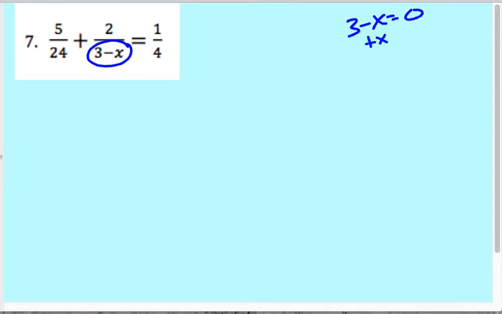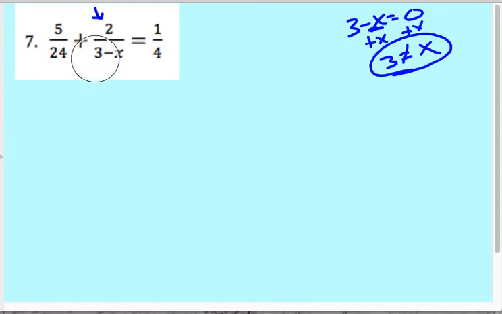I'm going to add x this time to both sides because I have a negative x right here. And I get 3 equals x. Now what does that mean? Basically, your constraint is 3 cannot equal x. So you can't have an answer of 3. If it does, it makes this fraction right here undefined, therefore blowing up your problem, and you'd have no solution.